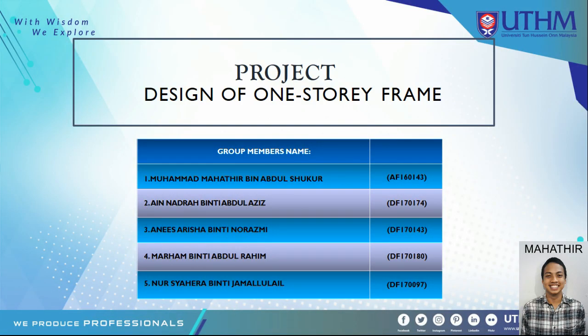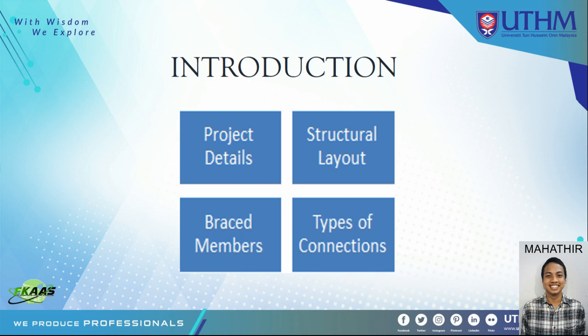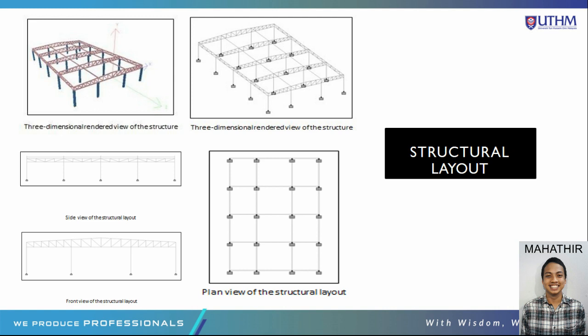Now I would like to present about the introduction of the project. This project covers the design of a story steel frame building. All the detailed design will be explained for all element structures such as an internal column, truss member and connection types. We can see the structural layout for our project and many types of brace member and types of connection that we can refer or use for this project.